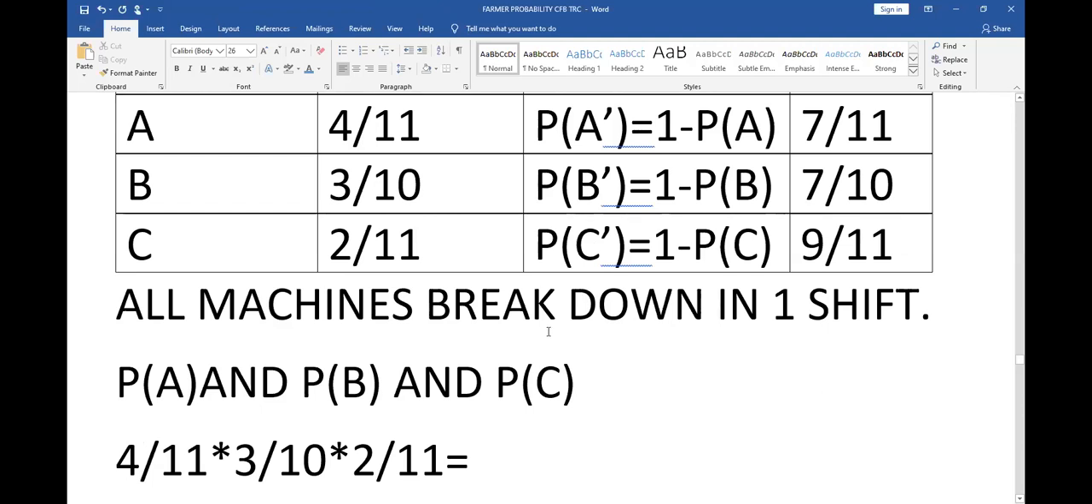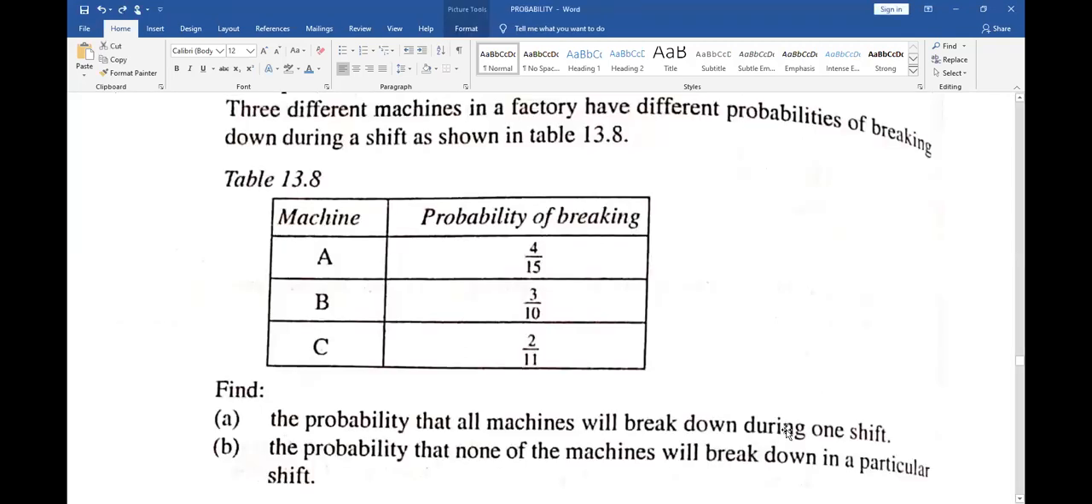Now, the second question was asking us the probability of machines not breaking down. Let me come here, see. Probability that none of the machines will break down in a particular shift. This one, we can do it two ways.